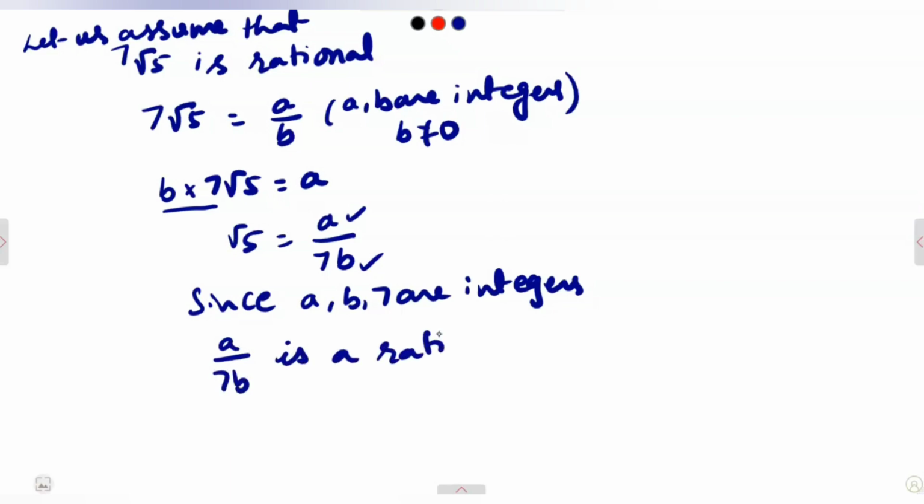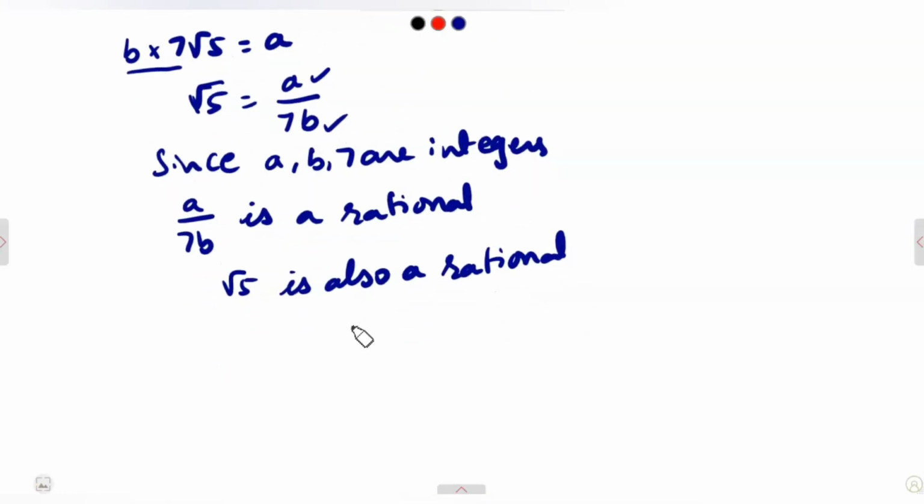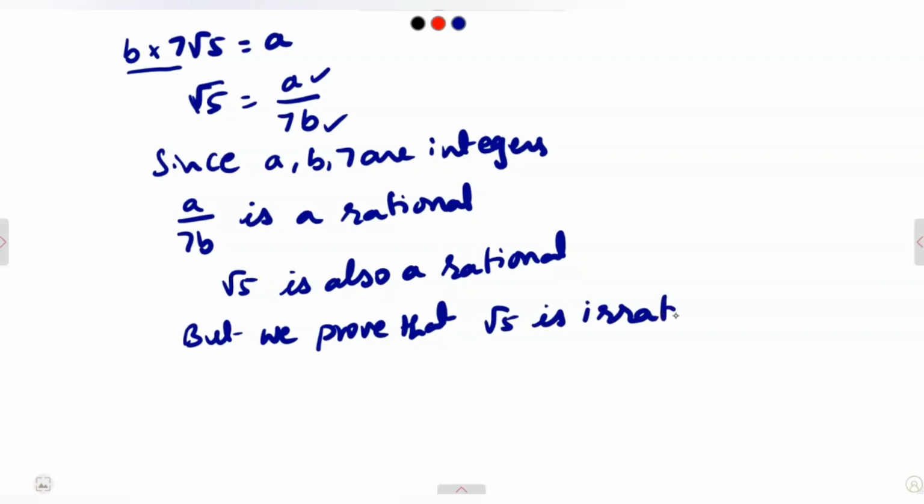What do you mean by that? A by 7b is equal to root 5. So that means a by 7b is a rational number, means root 5 also should be a rational number. But we have learned that root 5 is irrational, we already proved that. So this is a contradiction.